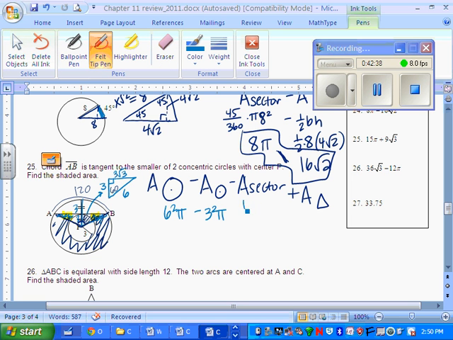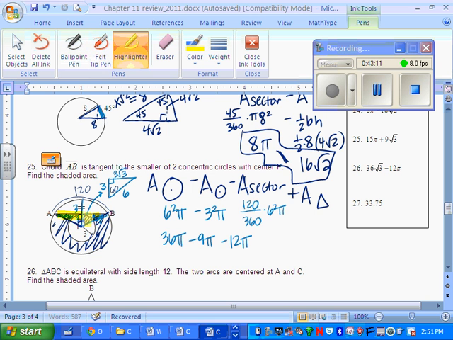Area of the sector, 120 over 360, multiplied by pi r squared. Now for the sector, pi r squared, our radius is 6 squared pi. Okay, so area of the sector is 12 pi, so we have right now big circle's 36 pi, little circle's 9 pi. Simplifying this, we end up getting 12 pi. And area of the triangle.